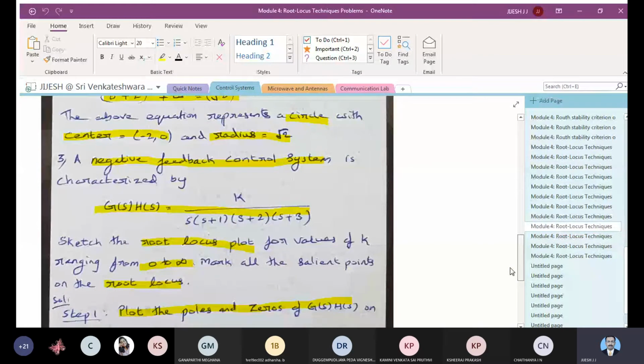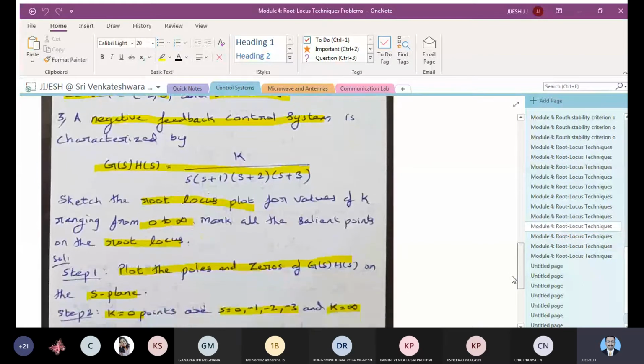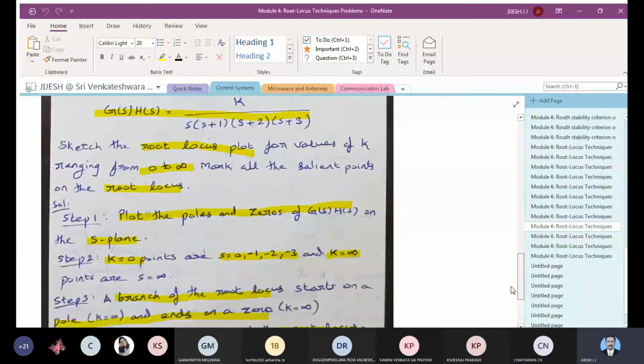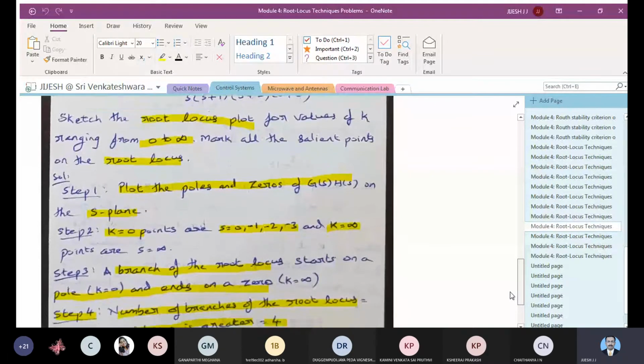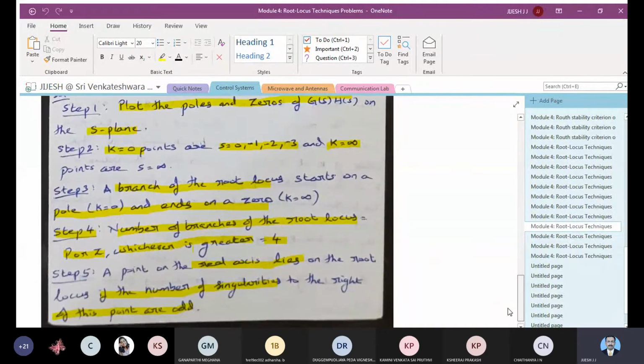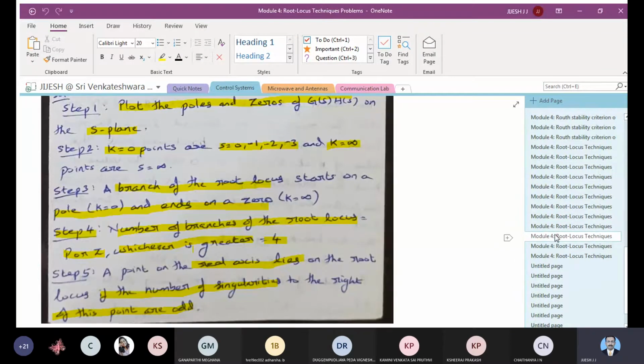First, this was the question: a negative feedback control system, K divided by S into S plus 1 into S plus 2 into S plus 3, where we got the poles 0, minus 1, minus 2, minus 3. We have got the number of branches required as 4, and if the number of singularities to the right of the point are odd, we can say that the point on the real axis lies on the root locus. So those things we have done.